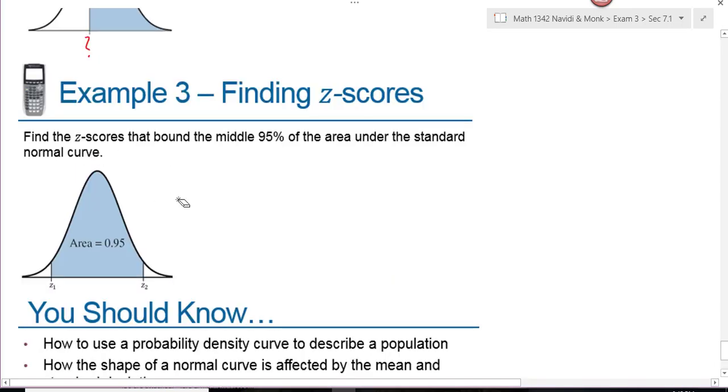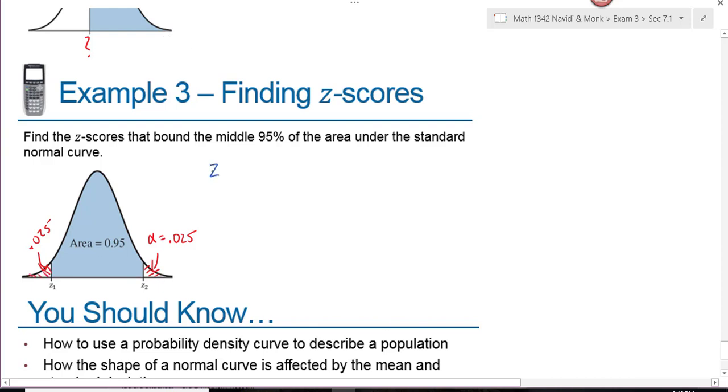What if we want to find the z-scores that bound the middle 95% of our data? Now we're looking for 2 z-scores and we've got to find them one at a time. This area right here is what? Well, the area in the two tails is going to be 5% because 95% from 100% is 5%. That 5% is evenly split over these two tails. So 5% divided by 2 is 0.025. This area right here would be 0.025. The area of these shaded regions.